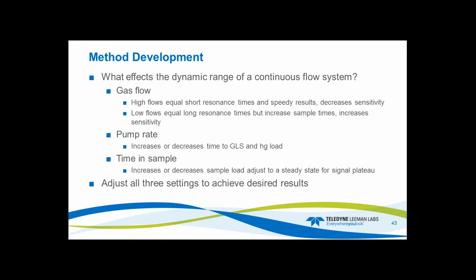Low flows will equal longer times in the cell. That will increase the sample times, and it increases the sensitivity. You have to balance these to meet your needs. So pump rate will increase or decrease time to the GLS and the mercury load. Time in sample increases or decreases the sample load. Adjust to hit the steady state for a signal plateau. So if you adjust all three of the settings, you can achieve your desired results.